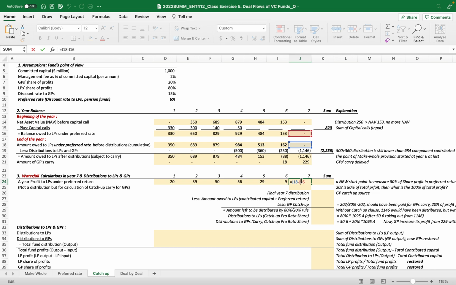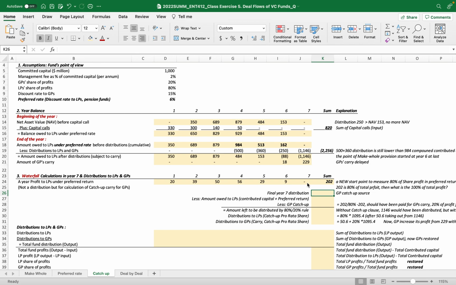This is not a distribution at all, but just for calculation of the catch-up carry for GPs. So the sum of this preferred return is $202 million. Again, this $202 million is also a part of the GP carry that must be distributed through the catch-up pro rata share. Okay? And then here, let's get started.